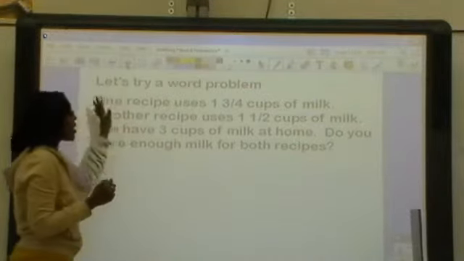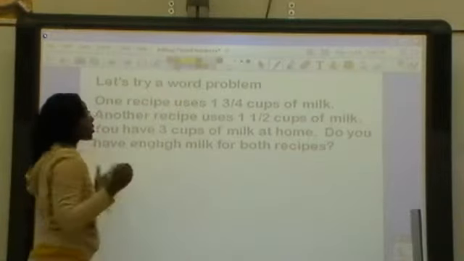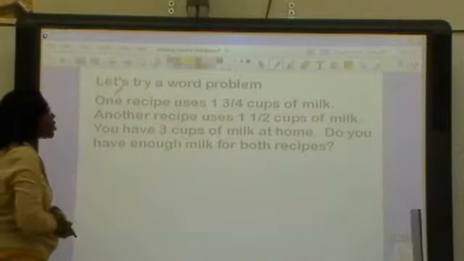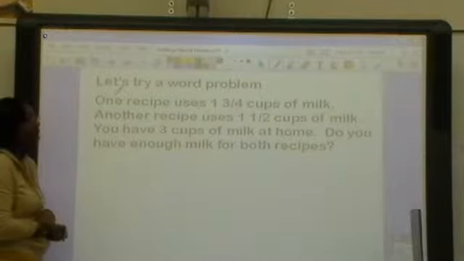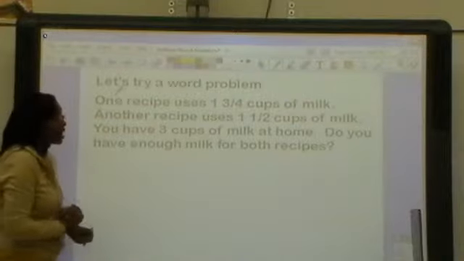So hopefully you've done this problem all by yourself, so let's see how you did. So of course we're going to use Cutie Pat. We're going to read our problem first. One recipe uses 1 3/4 cups of milk. Another recipe uses 1 1/2 cups of milk. You have 3 cups of milk at home. Do you have enough milk for both recipes?